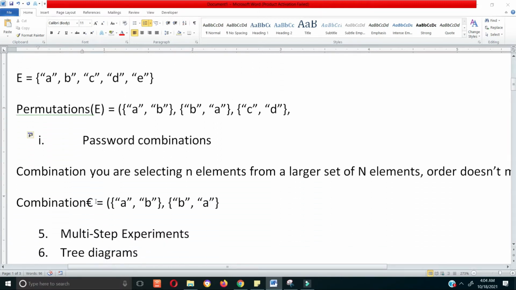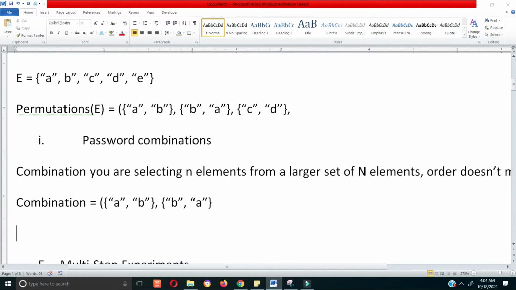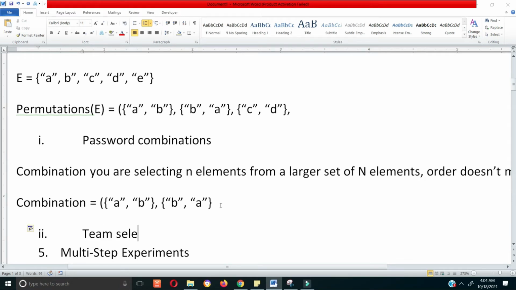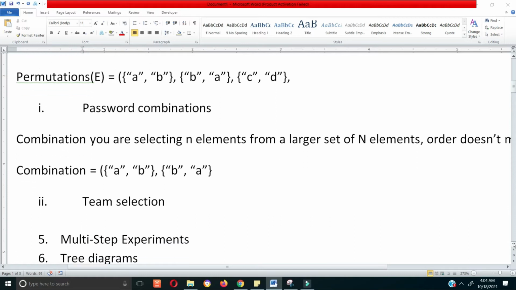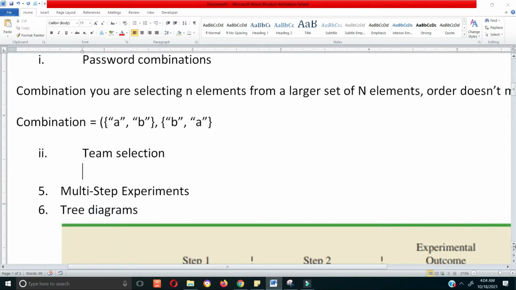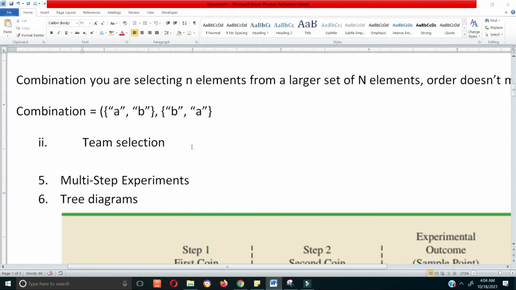Then of course you can also have combinations. Situations which involve combinations, for instance, are team selection. The order in which you select players does not change the team. So if I say Allen Iverson, then Mike Jordan, or Mike Jordan, then Allen Iverson, it's still the same two people that I've selected for my team.